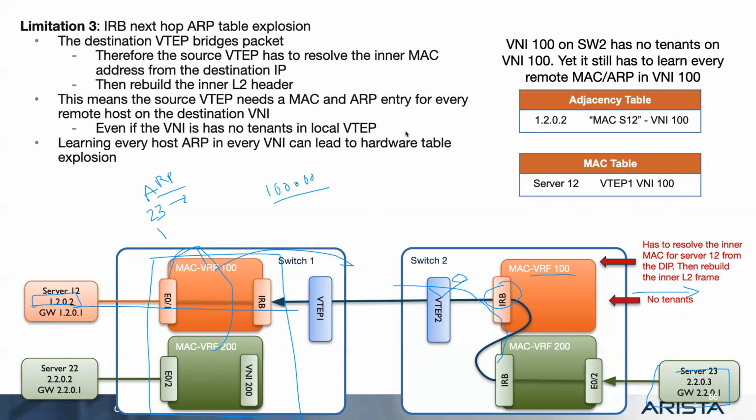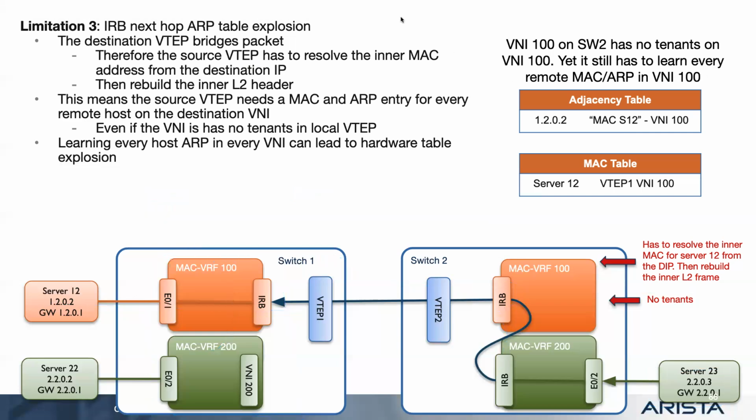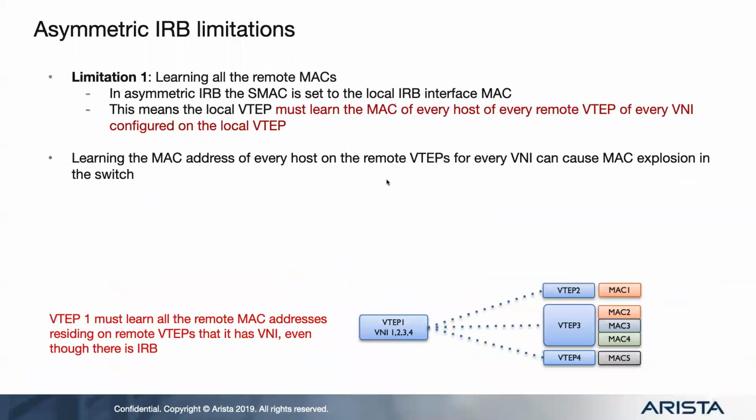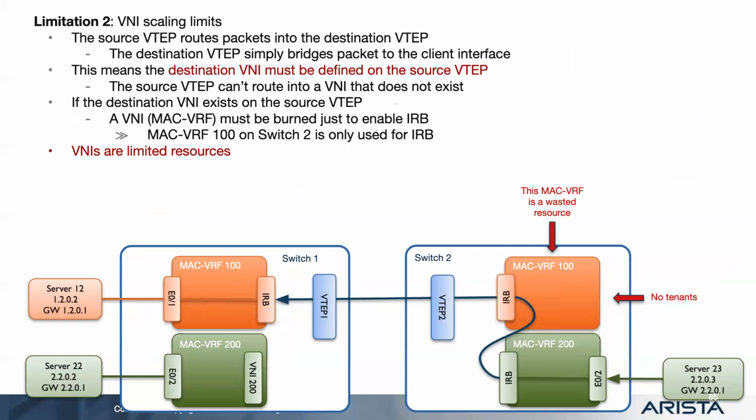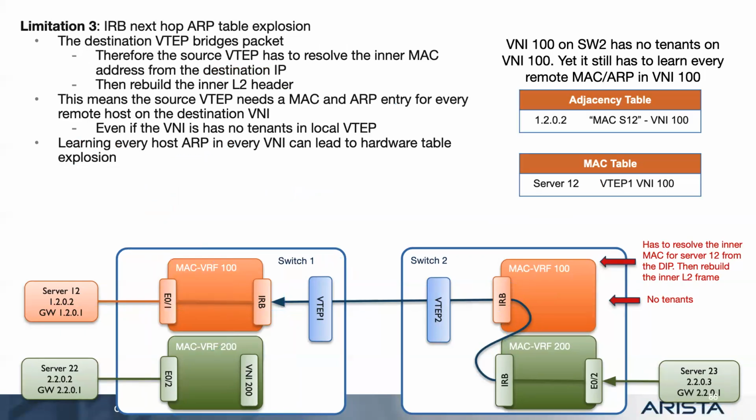So these three are the main limitations of asymmetric IRB, which is the same limitation for direct routing, which we explained. One is MAC scaling, another is the VNI scaling limitation, and then ARP exhaustion, because small devices might not have this much ARP capacity. Any question?